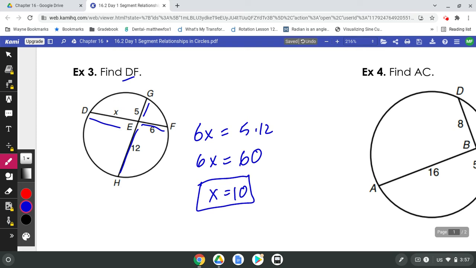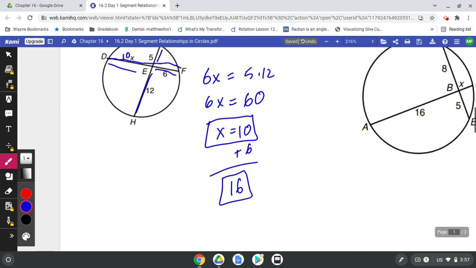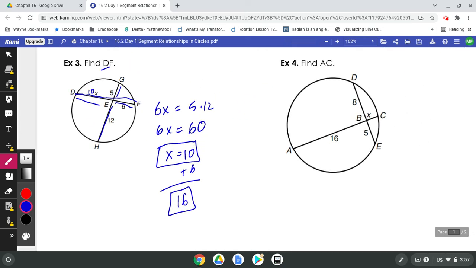We're done. Oh, sorry, we found what x is. I misspoke. We need to find df. So if I put 10 right here, df is from d all the way to f. We have to add those together. So 10 plus 6 gives us 16 for df. I got ahead of myself there.